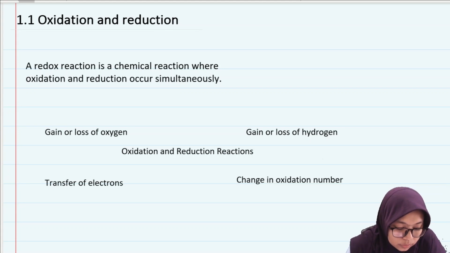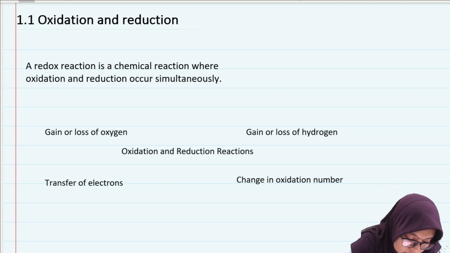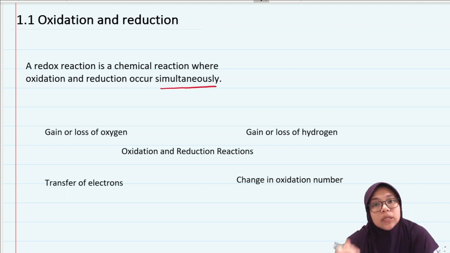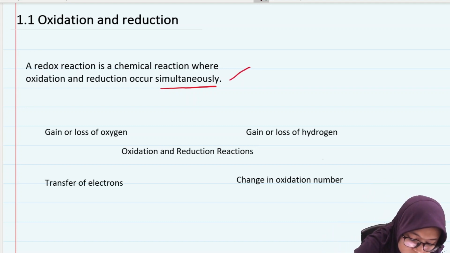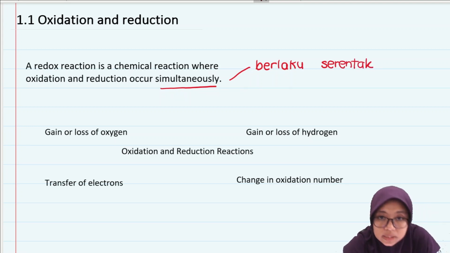Okay, let's look at the first definition of redox. So what is redox? Redox is a chemical reaction where oxidation and reduction occur simultaneously. What does it mean by simultaneously? Okay, simultaneously ni maksudnya berlaku secara serentak. Or you can also say that it occurs at the same time.